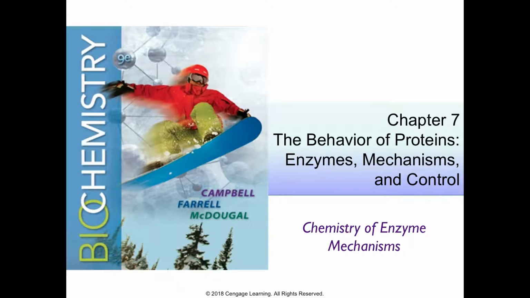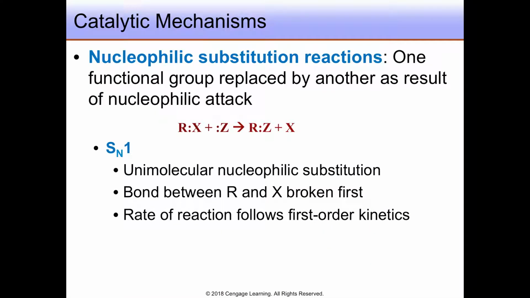Having looked at the specific example of chymotrypsin in our last lesson, let's try to draw some general principles about enzyme mechanisms from that example. When we considered the example of chymotrypsin, we saw that it involved nucleophilic attack in two stages. Let's take a few moments to review the two types of nucleophilic substitution reactions.